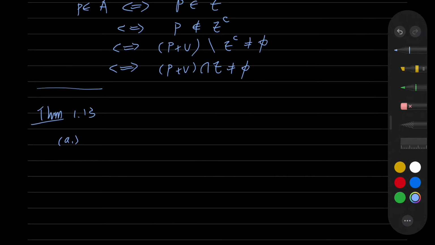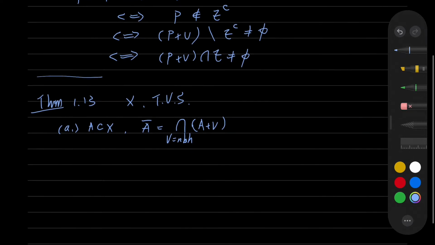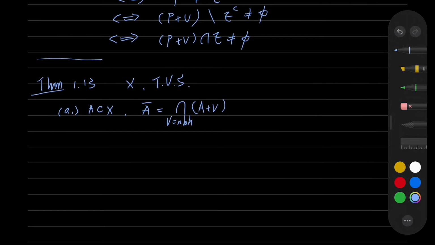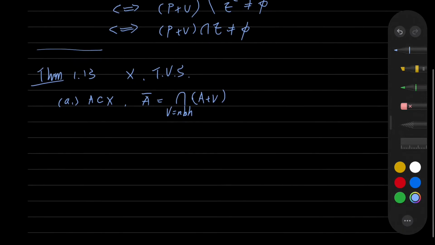So the first one says that if A is a subset of a space X, where X is a topological vector space, then the closure of A is the same as the intersection of this collection, where V is every neighborhood of 0. And the proof simply follows from the observation above.